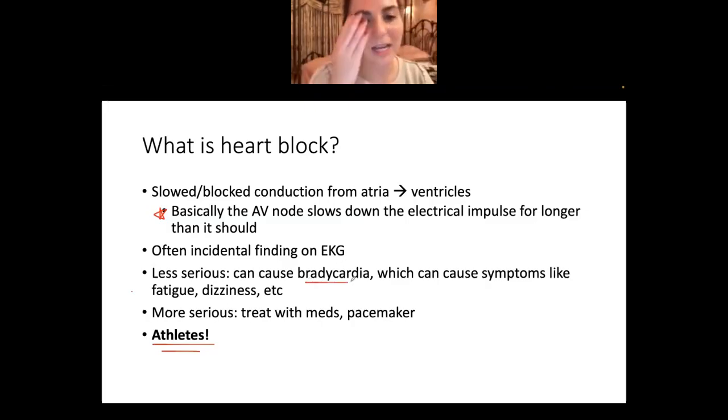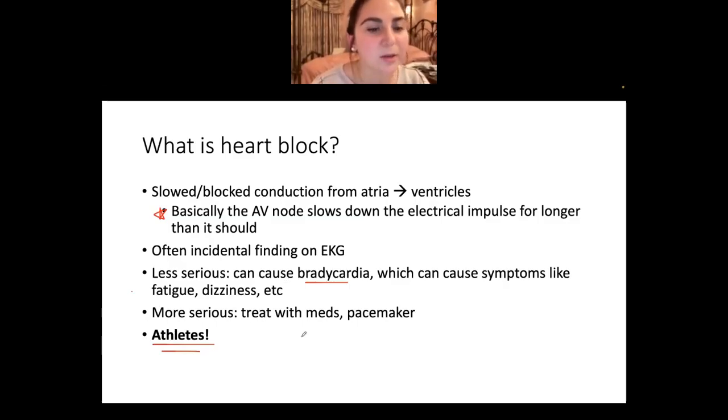Usually it's not a big deal, but it can cause a slow heart rate. Obviously your heart rate's 40 to 45, so you can get tired more often. You can feel dizzy when you're standing up. That's something he always had, and he still has that, even though his heart rate's not that low anymore. I think it's like 55 now, so it's still not great. But he'll be laying down and he'll stand up and get really dizzy sometimes, and that's probably from the heart block.